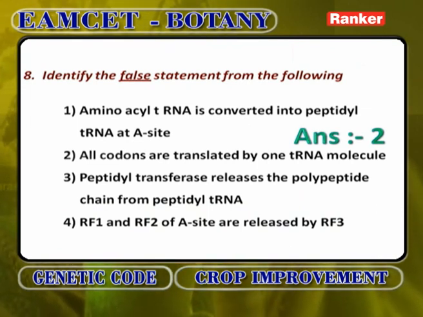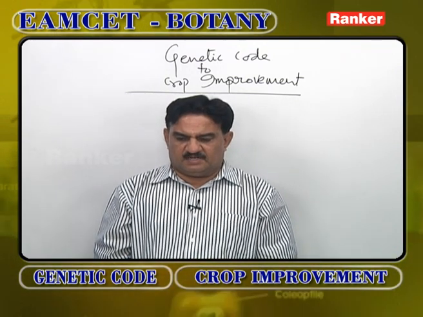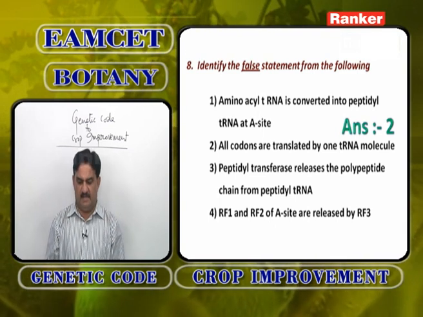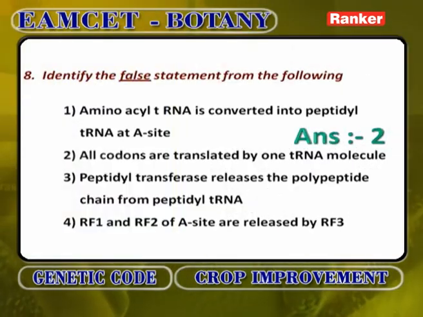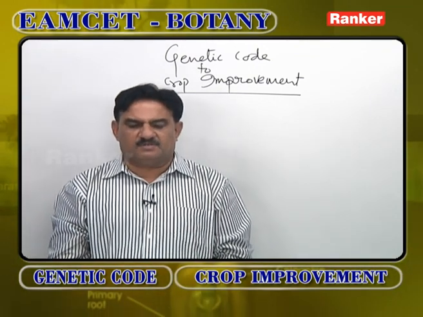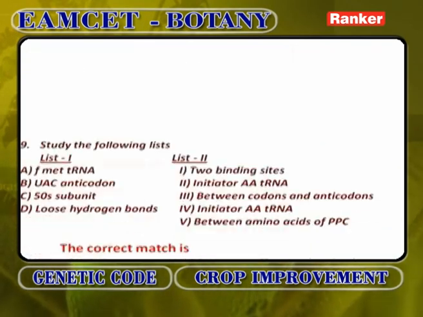Identify the false statement from the following. Aminoacyl tRNA is converted to peptidyl tRNA at the P site, once it moves from the A site to the P site. All codons are translated by one tRNA molecule. Peptidyl transferase releases the polypeptide chain from peptidyl tRNA, correct. RF1 and RF2 at the A site are released by RF3, correct. So, here 'all codons are translated by one tRNA molecule' is wrong. It should be that all codons are translated by one mRNA molecule, not tRNA. So, the second option is the false statement.